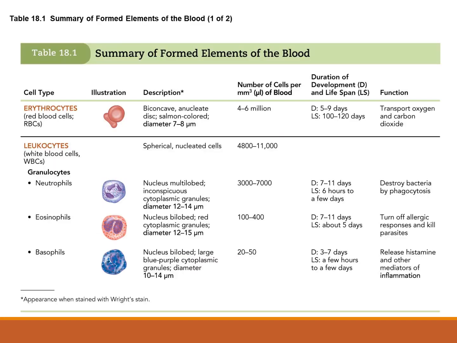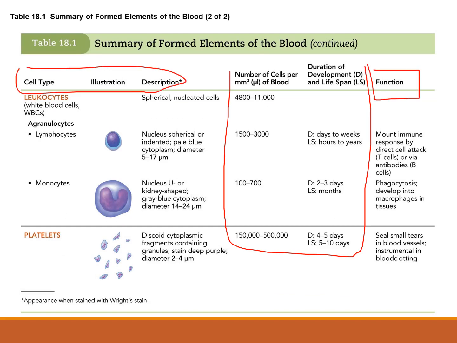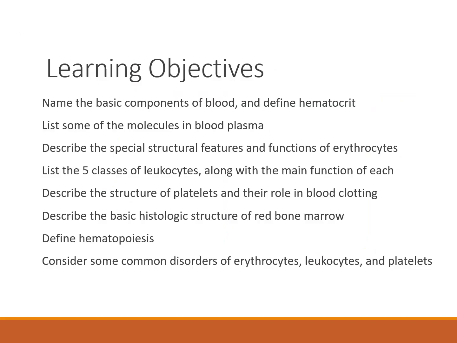So this is just a table of the different formed elements to kind of show you the description of the cells, kind of these two areas here, how many cells you have in the blood and duration of lifespan. Don't worry too much about that, but it does show the function and kind of the look of the blood cells. So that's what I want you to kind of focus on. So here's the second part of that table. So don't pay attention to these two categories. Just mainly look at the function and the cell types.